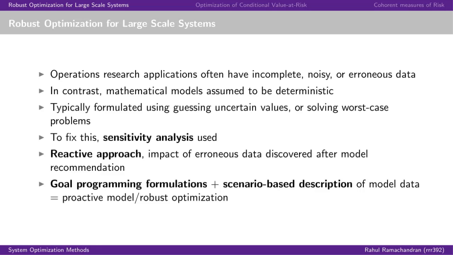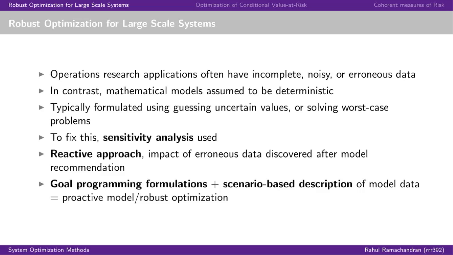Another option is to solve for the worst case scenario, which may include contingencies to handle the noise and missing data. Sensitivity analysis is used for solving such operations research problems. In the first paper, titled Robust Optimization for Large Scale Systems, the authors define reactive and proactive approaches to optimization.